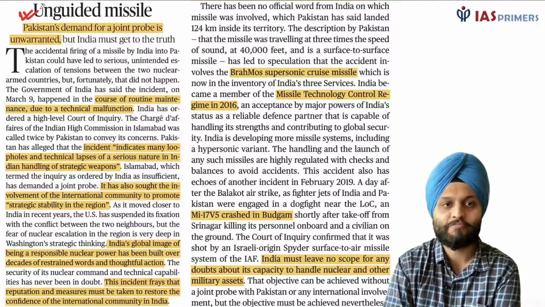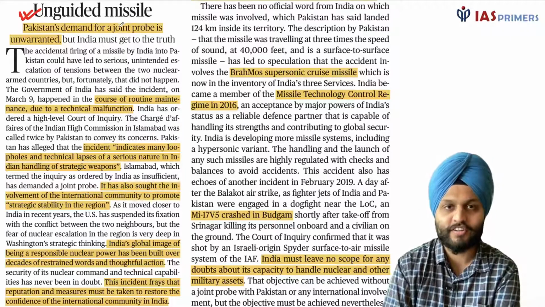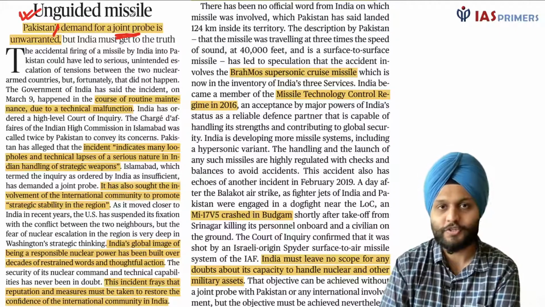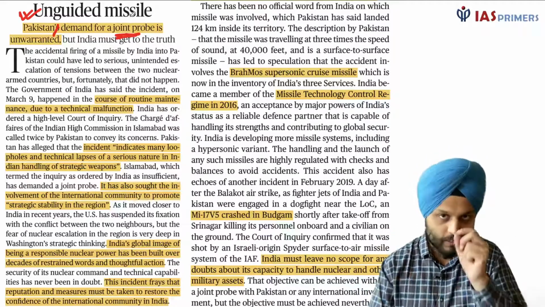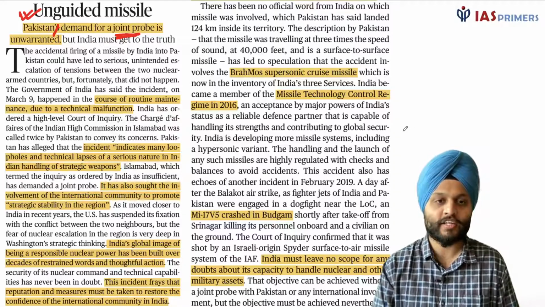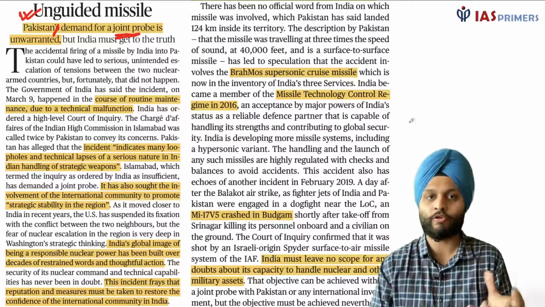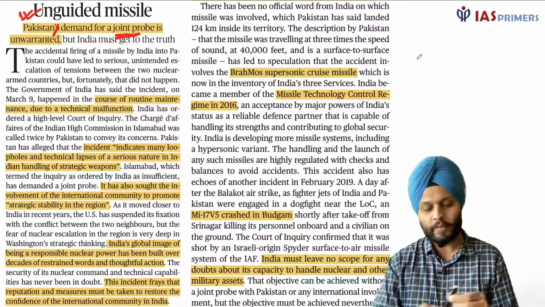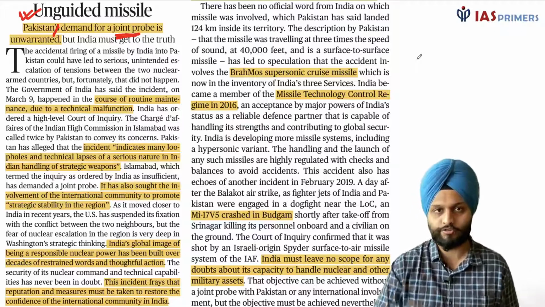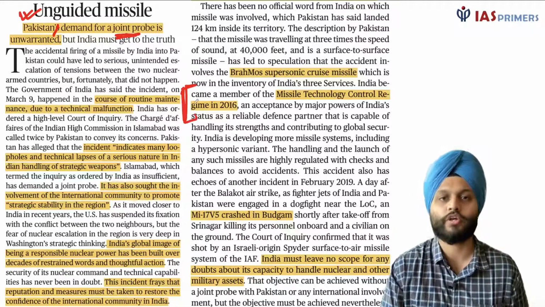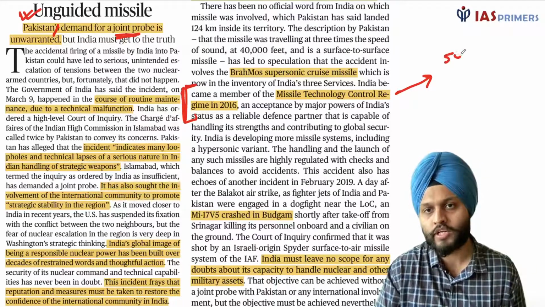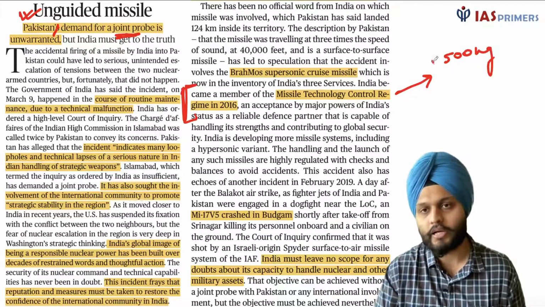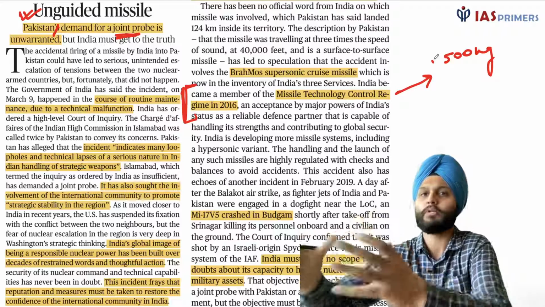Coming to this unguided missile, Pakistan demands a joint probe, that is, both countries should investigate how this incident had taken place. Now think about it. They are saying that Indians were also working on some other missiles, which are similar to BrahMos, at supersonic speeds. In fact, BrahMos also has a range of 300 kilometers because of a restriction, that is the Missile Technology Control Regime, which says that the payload of the missile, something that is imported, cannot be more than 500 kilograms. And payload means anything, something like a bomb.